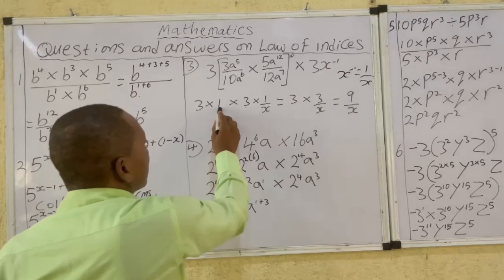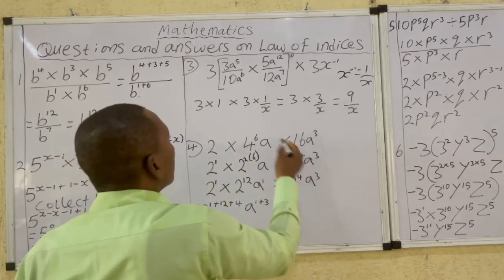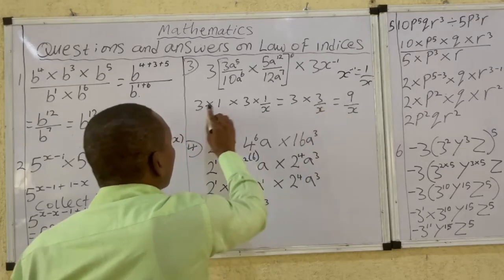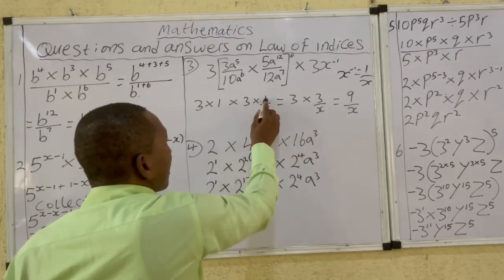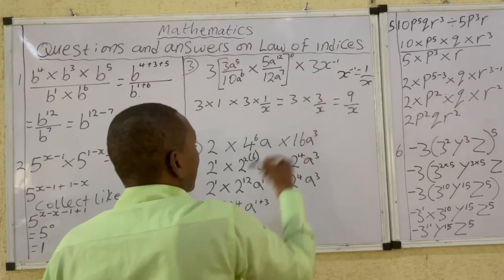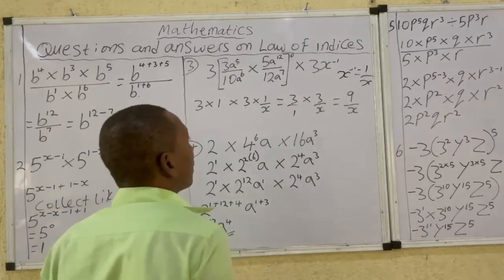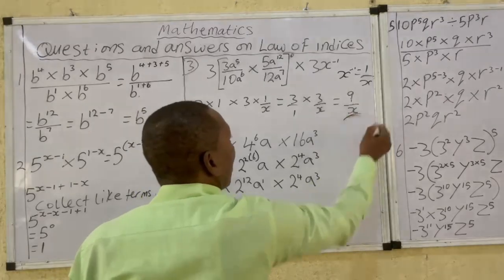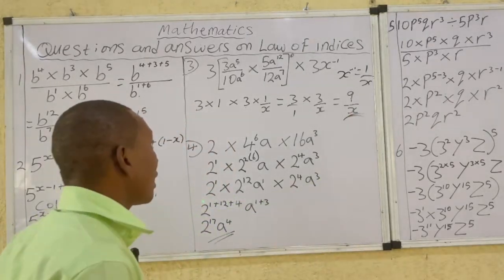3 times 1 times 3 times 1. 3 times 3 is actually 9, which we have here. That's 3 times 3. 3 times 1 is 3. 3 times 1 is 3. So that's what we have here. Then 3 all over x. We can decide to put 1 here. 3 times 3 is 9, and 1 times x is x. So this is our final answer.